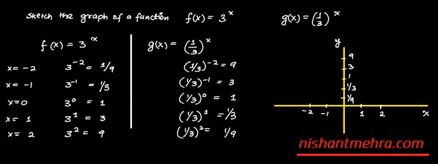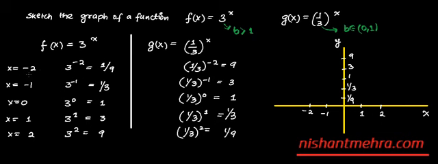Now let's draw the graph of this function. Let me just draw this with different inks. Suppose there are two functions, f(x) = 3^x and g(x) = (1/3)^x. As you can see here, I have explicitly taken b greater than 1 in the first, and in the second I've taken b lying between 0 and 1.